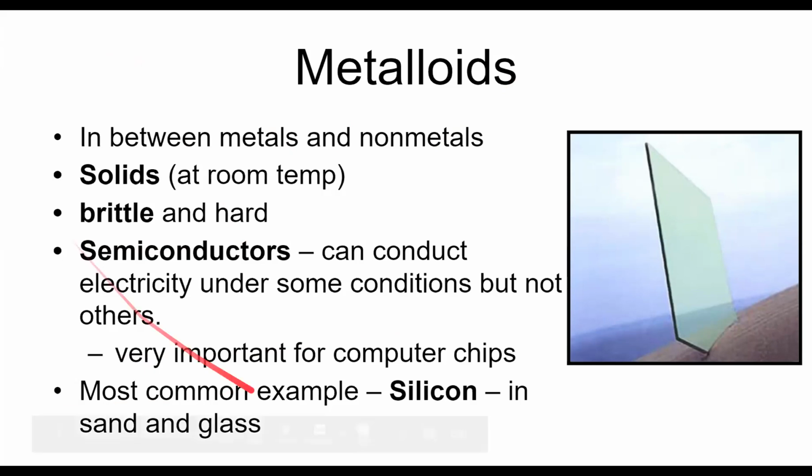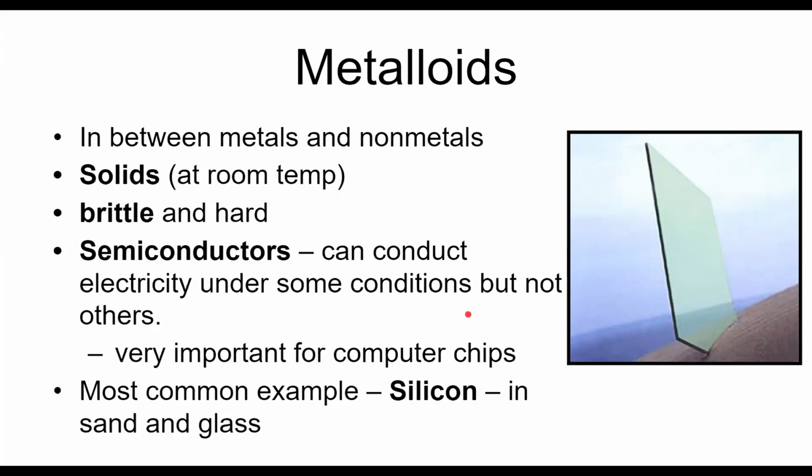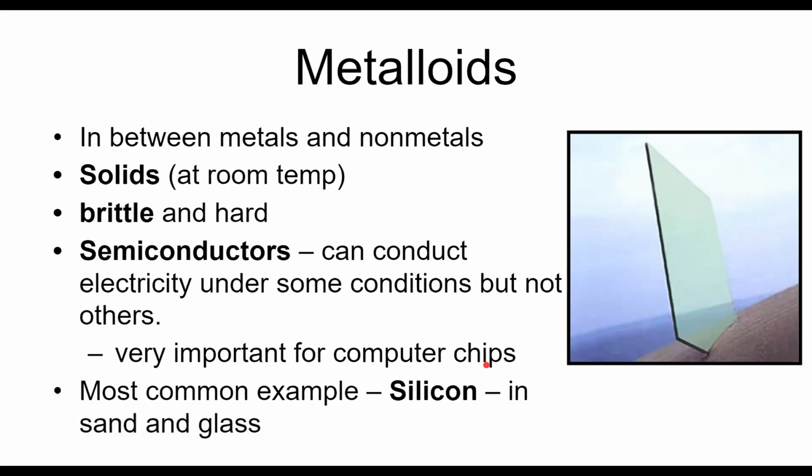And silicon is also very important for computer chips. If you've ever heard people refer to Silicon Valley, that's the area of California where a lot of major tech companies have their headquarters. Like Apple, Facebook, Google, they're all based in and around a specific area of California. Because of that, people started referring to that area as Silicon Valley.